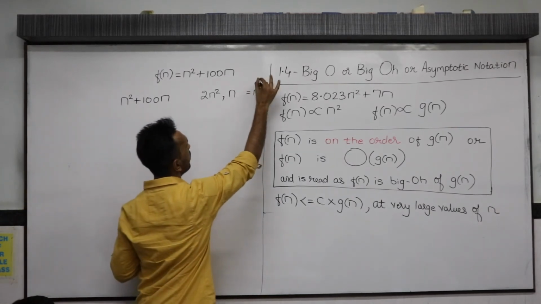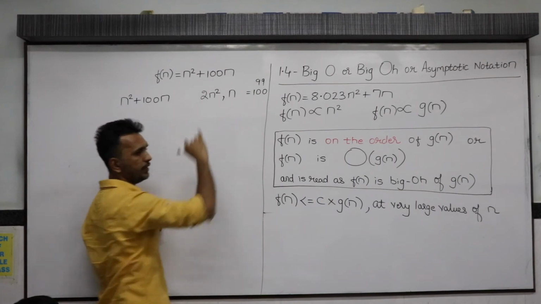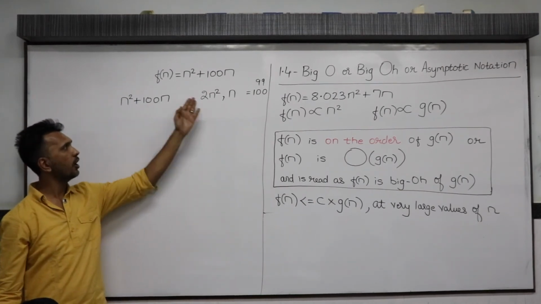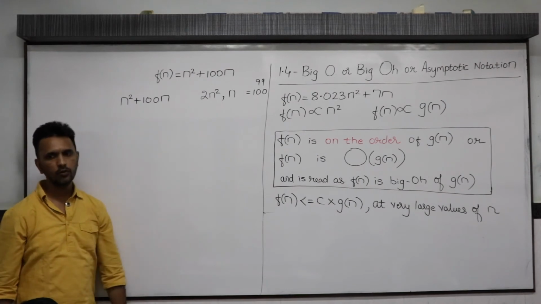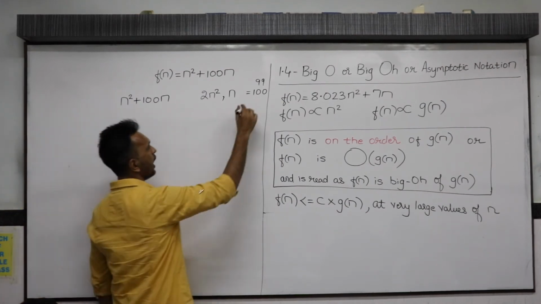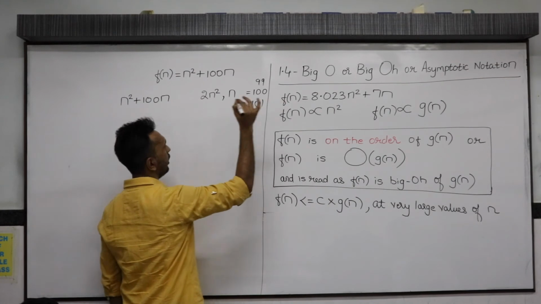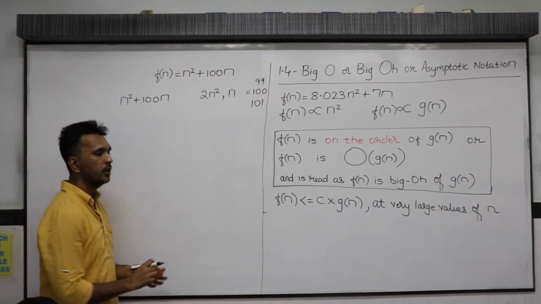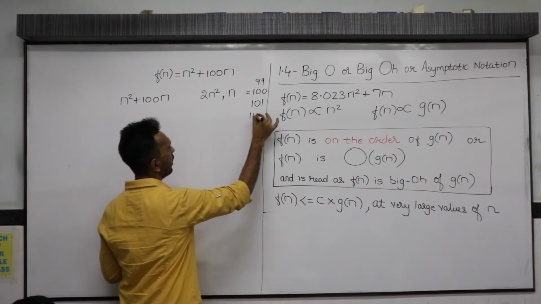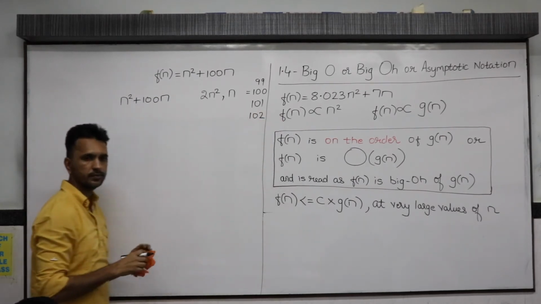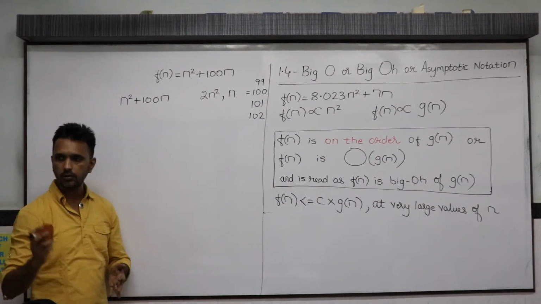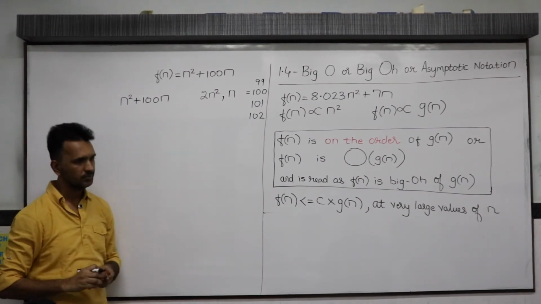If n is equal to 99, be attentive. Who is lesser, LHS or RHS? RHS. Very good. If n is equal to 101, who is lesser? LHS. If n is equal to 102, who is lesser? LHS. Very good. This is the only batch in which people have answered so fast.